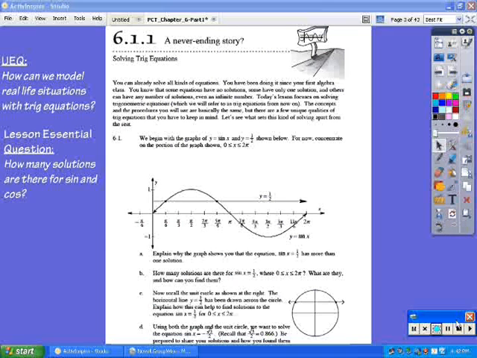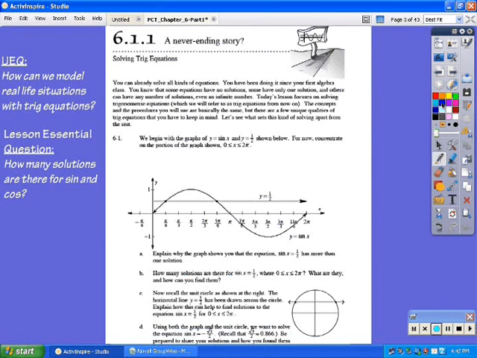But we begin with lesson 6.1.1, where we'll be talking about how many solutions there are to these types of equations. Problem 6-1, we begin with a graph of sine, y equals sine of x, and y equals 1/2, shown below. For now, concentrate on the portion of the graph shown between 0 and 2 pi. In chapter 4, this is where we derived all of our answers. So we're looking at the equation 1/2 equals the sine of x, or theta, or whatever it is we're talking about here. And we're looking for possible values of x.